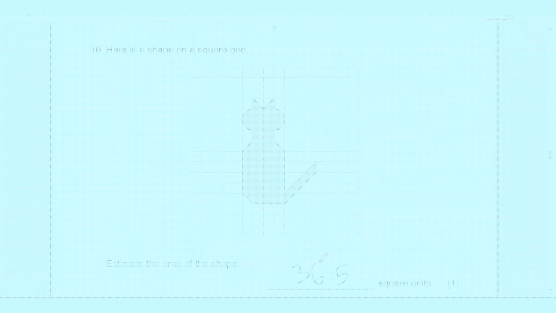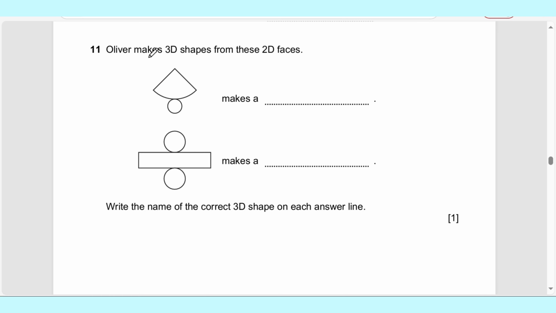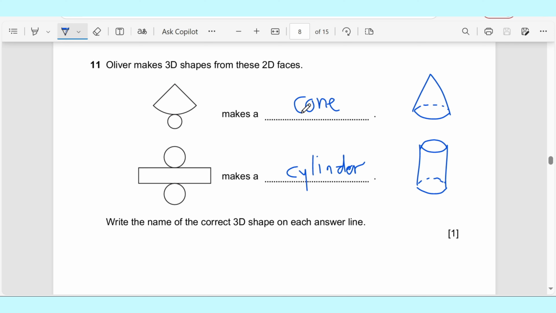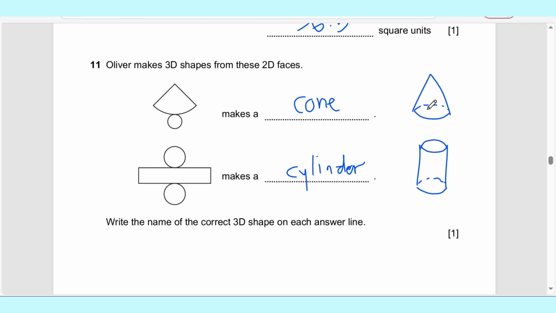Alright, let's move on. Now we are in question 11. Oliver makes 3D shapes from these 2D faces. This makes a what, and this makes a what? So write down the name of the correct 3D shape on each answer line. Let's check out the answer, guys. So this makes a cone. So this is a picture of a cone after we fix it in 3D. Now this will make a cylinder. This is the picture of a cylinder in 3D. This is a 2D. Alright, let's move on.